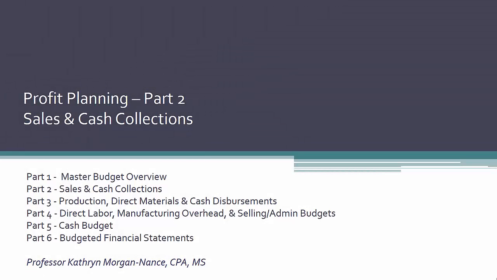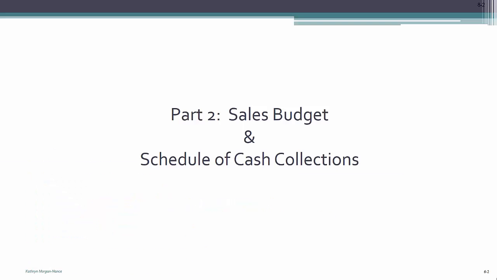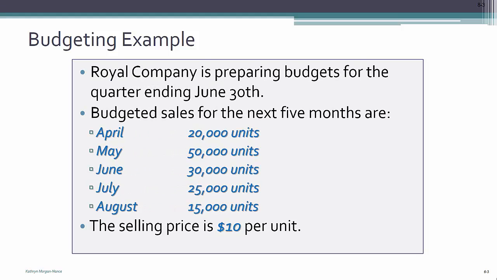Part 2 of our video series covers the sales budget and the related schedule of estimated cash collections. Assume the marketing department of Royal Company provides the information on the screen that will be used to prepare a budget for the quarter ended June 30th. Royal sells only one product, and that product has a selling price of $10 per unit. Notice the only budget inputs are the sales price per unit and the number of units sold. As a result, the particular sales budget for Royal is pretty easy to prepare.